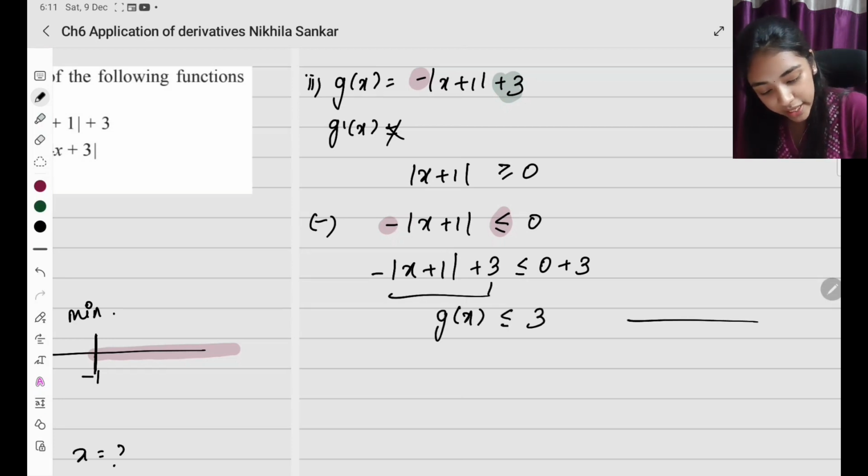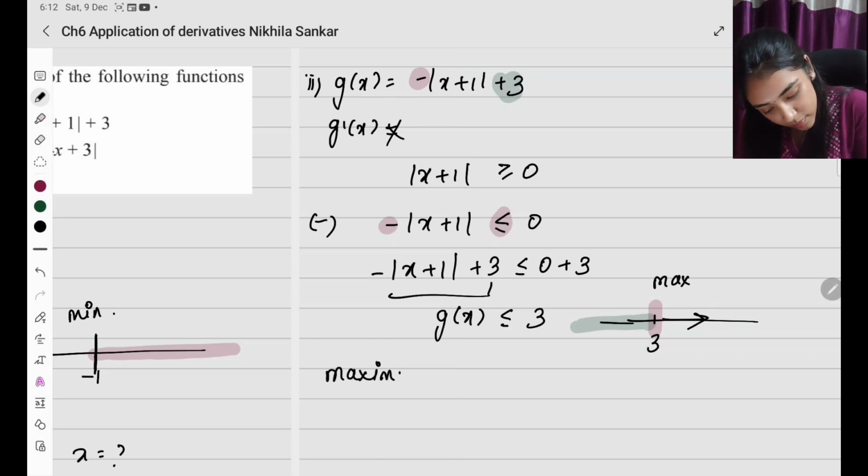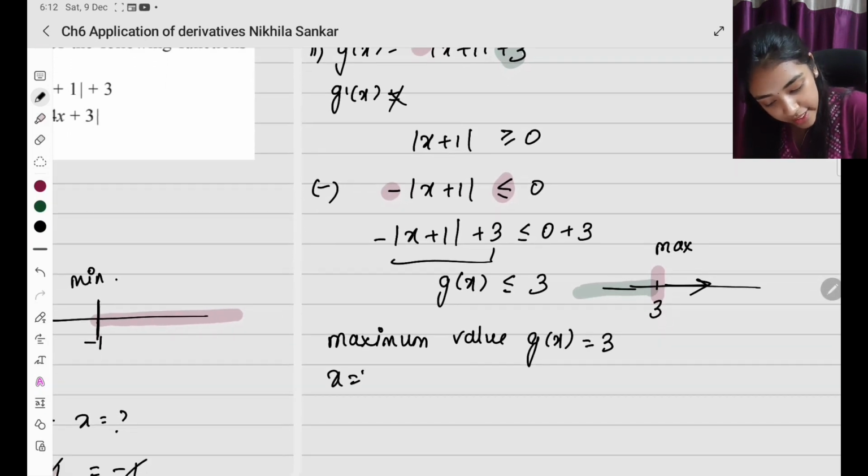When I draw the number line, I have 3. So g of x is going to be less than 3. So all the values are going to be to the left of 3. So what do I have? This is going to be my maximum value. There is nothing beyond 3, right? So this is going to be my maximum value. So the maximum value of g of x is going to be 3. But for what value of x, I have to find out.